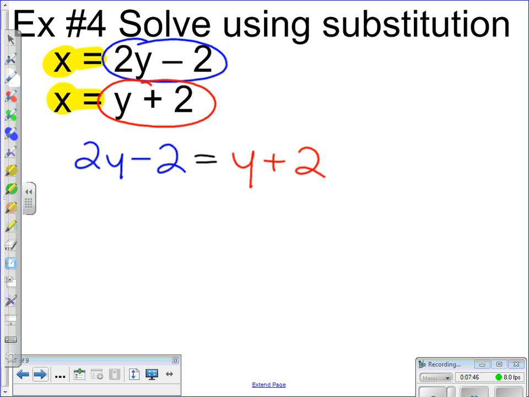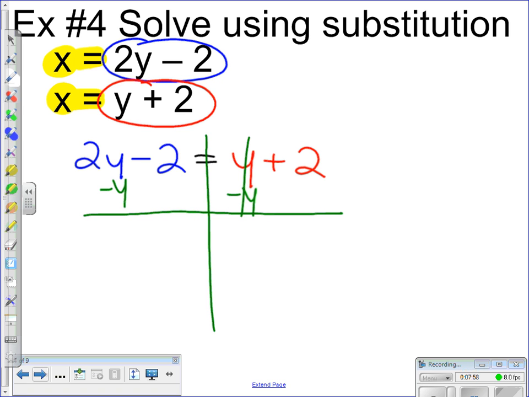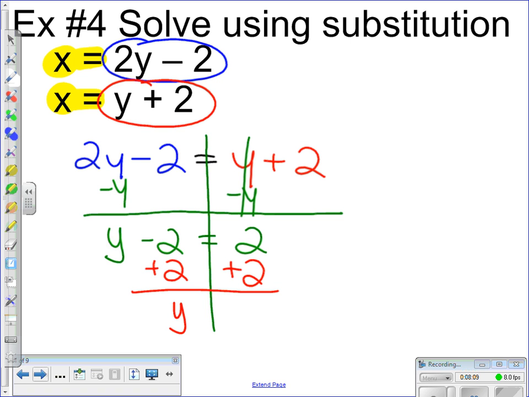There's no like terms on the same side. Instead, you've got a variable y on two different sides. So I always subtract the smaller, which in this case is going to be a single y. 2y minus y will give me 1y, or just y, minus 2 equals 2. And then add 2. And you find out that y equals 4.